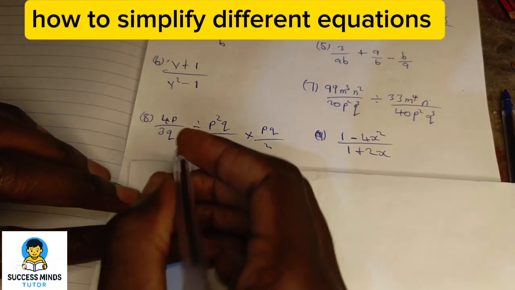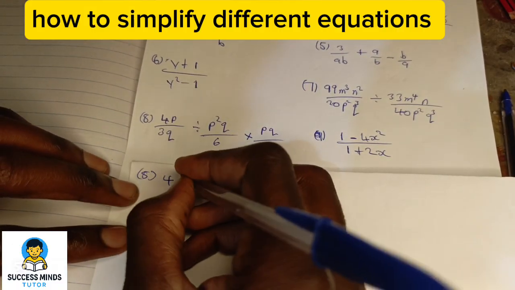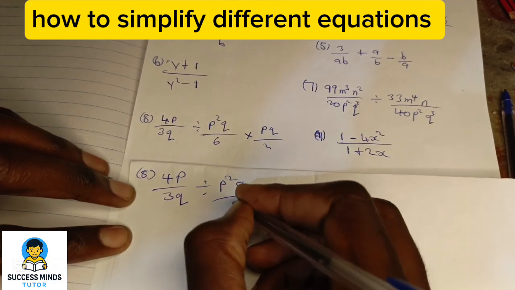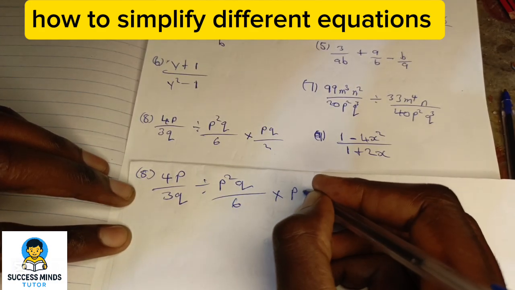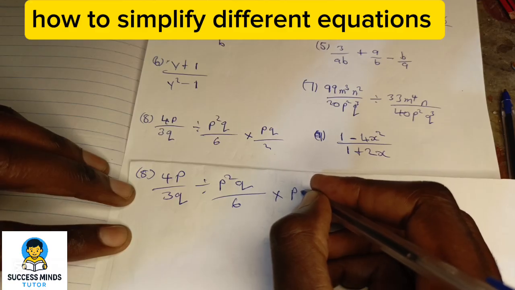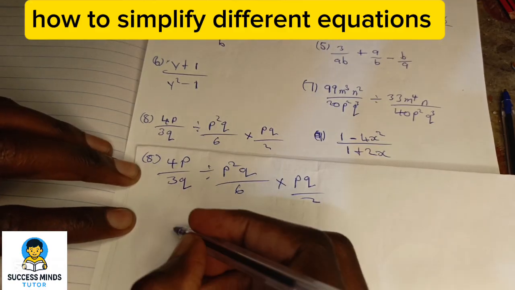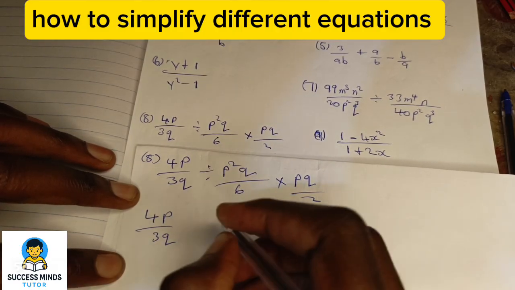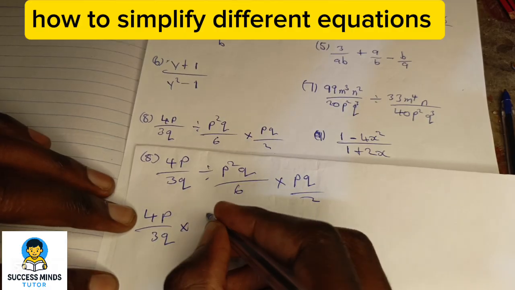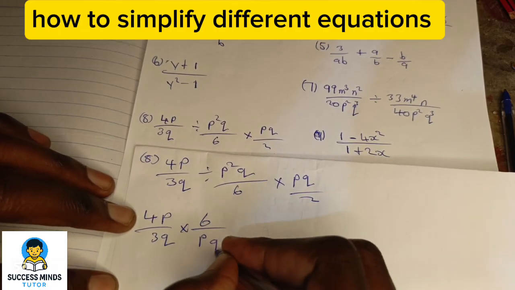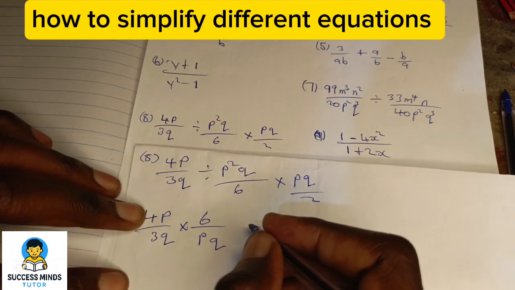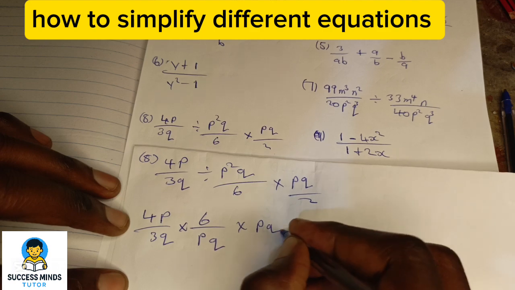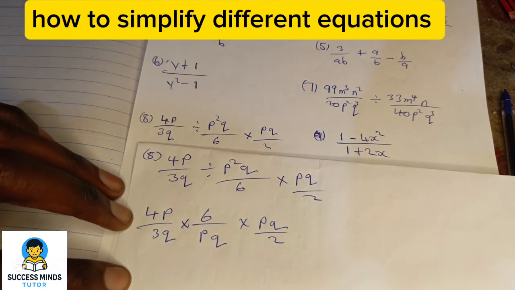Alright guys, so now we're on number 8. We're going to say 4p over 3q divided by p squared over q, over 6 times p, times pq over 2. So here we say 4p over 3q times. So these change: 6 will go there, then p, q will come here. So we're going to say times pq over 2. So it has all become multiplication.